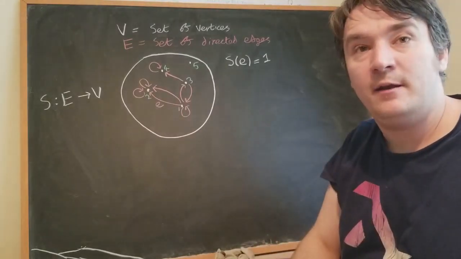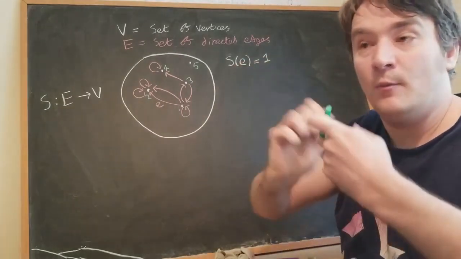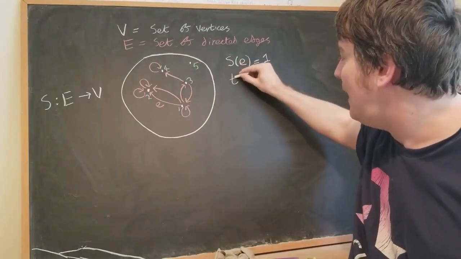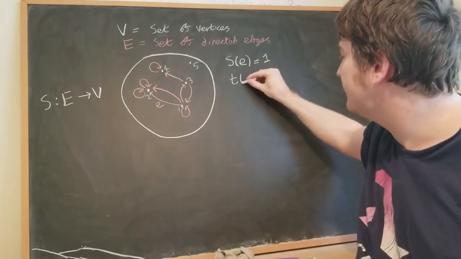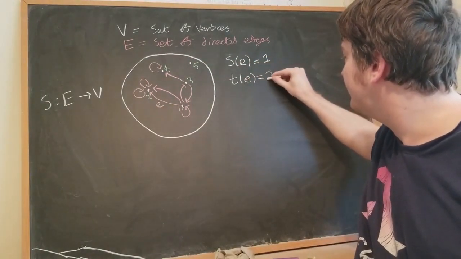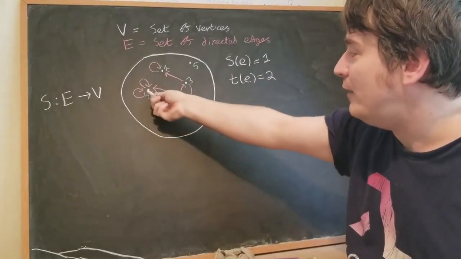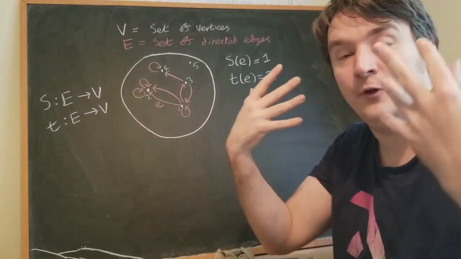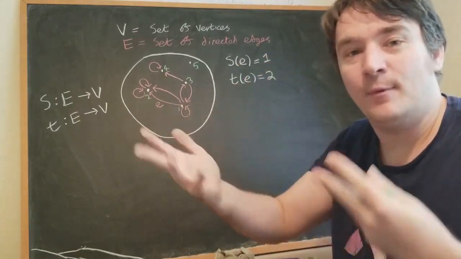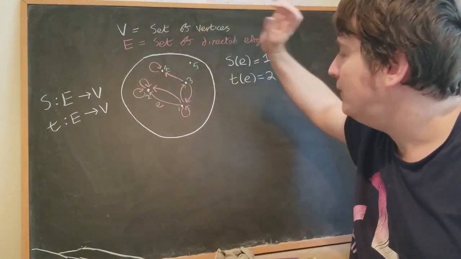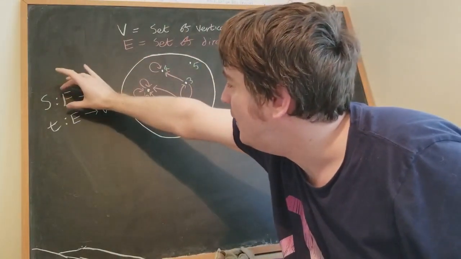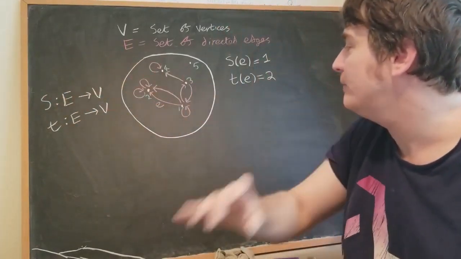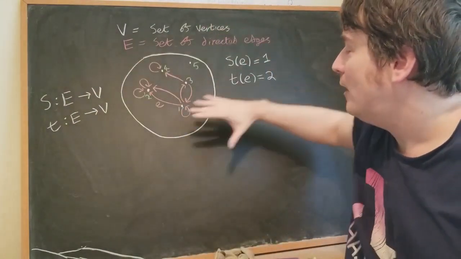So that's part of the information. What other information do we need? Well, we also need to know where these edges are going. So we could say that the target of this edge is 2. So we'll have another function called target. And this function sends an edge to where it's pointing towards. So this is our definition then of what a graph is. More precisely, what a directed multigraph with loops is. It's a set of vertices, a set of edges, a function S sending edges to vertices, and a function T sending edges to vertices.